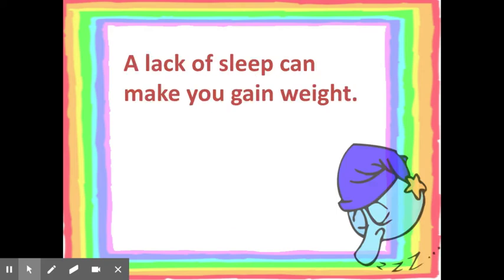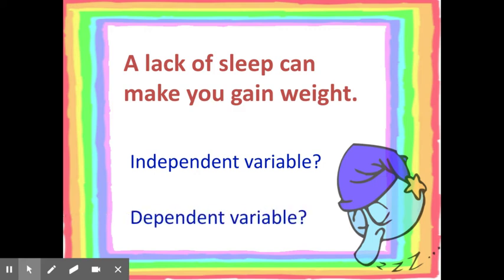So a lack of sleep can make you gain weight. What's the independent variable? What's being changed there? So we're going to assume that you normally get enough sleep. And so in this case, the thing that's changed is now you're getting a lack of sleep. So the independent variable would be a lack of sleep. And then what's the result is another way to think about that, and that would be our dependent variable. And in this scenario, gaining weight would be our dependent variable.